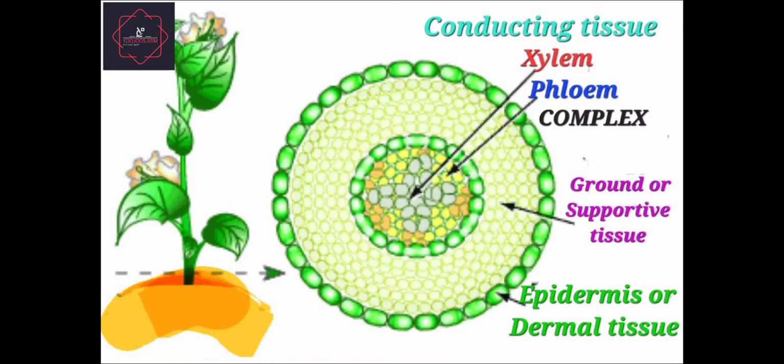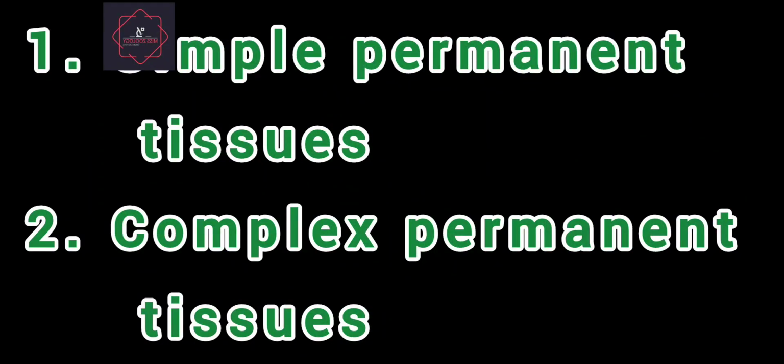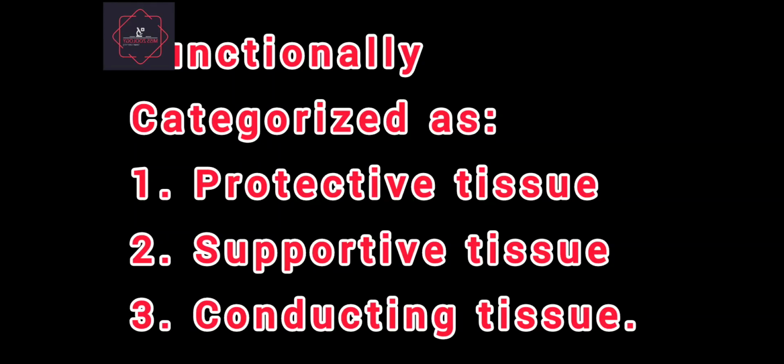So permanent tissues are classified into two basic major types. Structurally, they can be either simple permanent tissues or complex permanent tissues. A simple permanent tissue is one in which all cells are structurally and functionally similar. But it is called a complex permanent tissue when there are two or more types of cells that are specialized to perform a common function. According to their function, we categorize these tissues in plants under the following heads: the protective tissues, then the supportive tissues, and finally the conducting tissues.